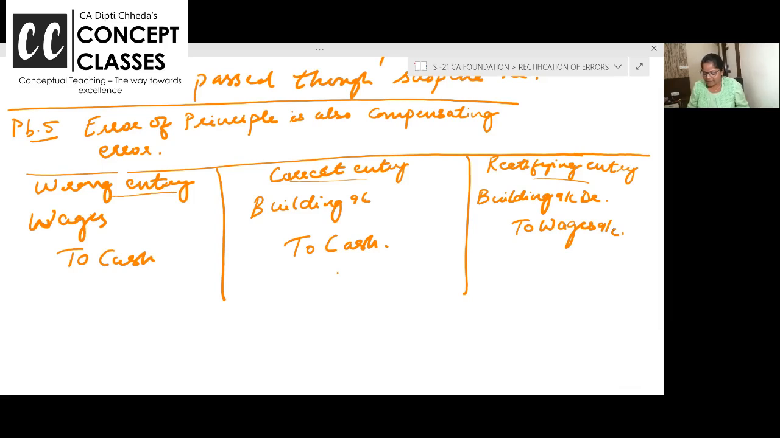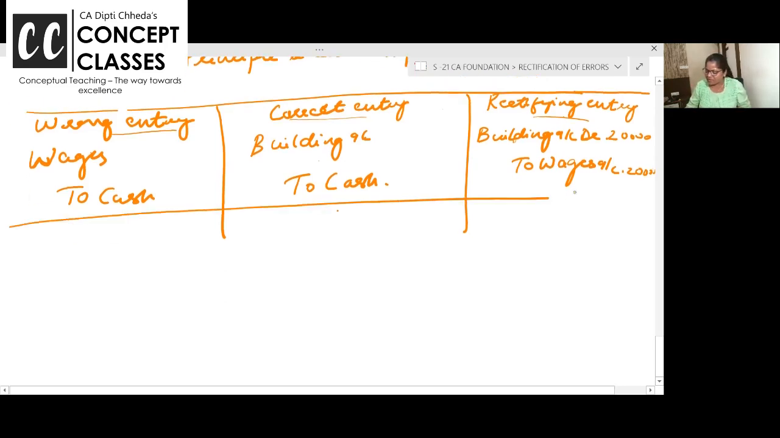Wrong entry is wages to cash. Correct entry is building to cash. Rectifying entry: building you had to debit, you have not done debit. Wages wrongly debited, to nullify credit. And cash had to be credited, it's correctly credited. Amount you can write 20,000, 20,000. Put me a message, all clear. This is just to give you confidence. One more entry and then we will practise only the rectifying entry, these two in your mind.